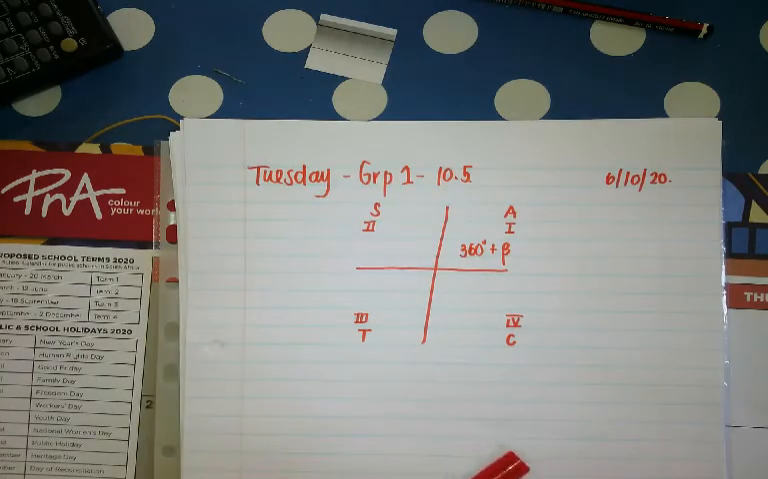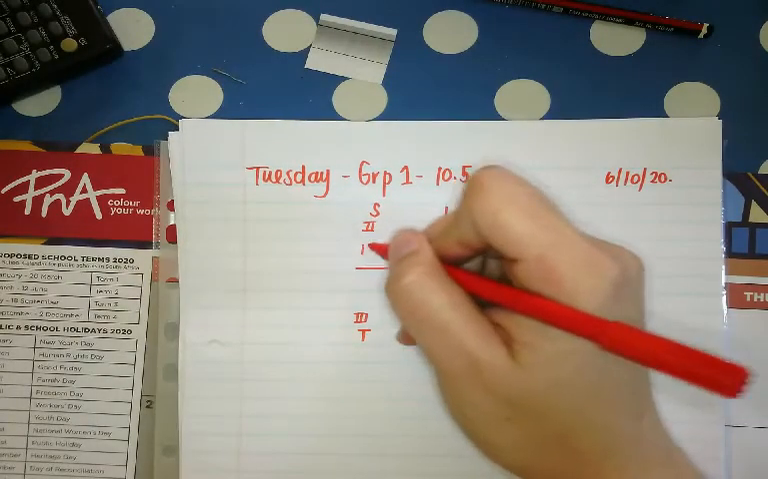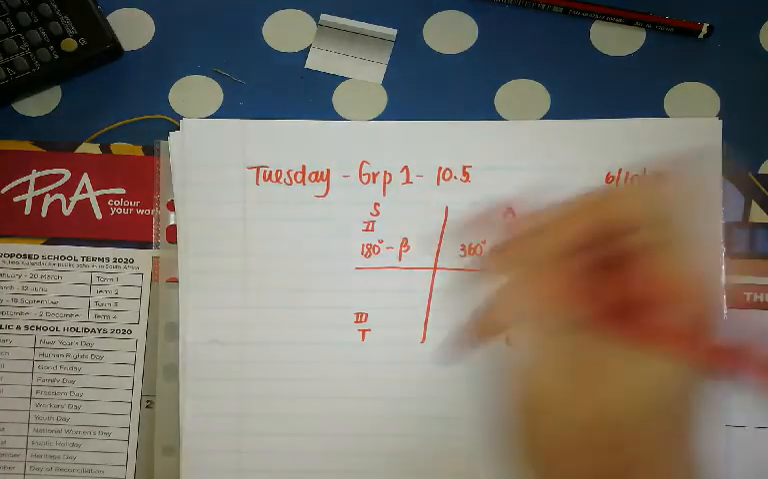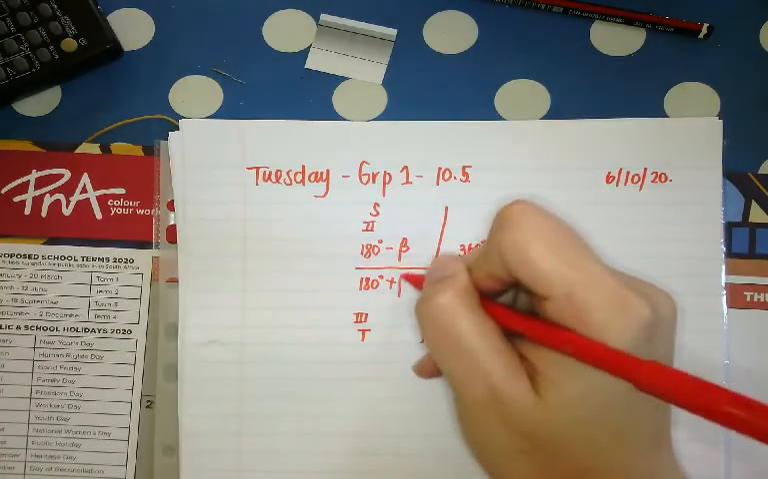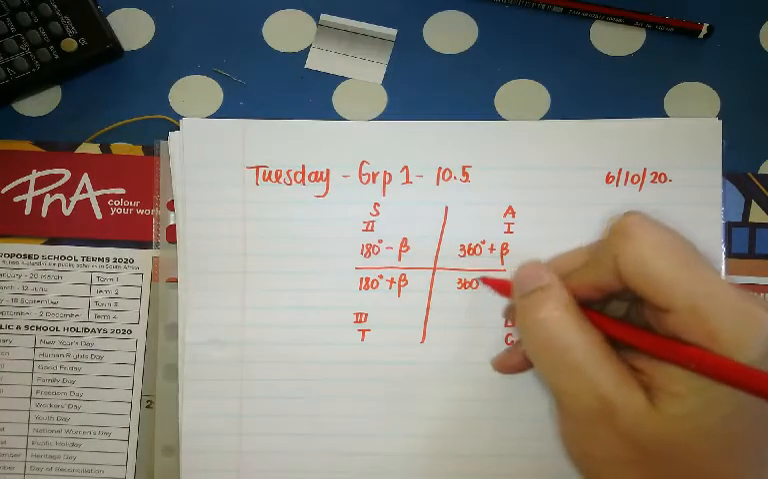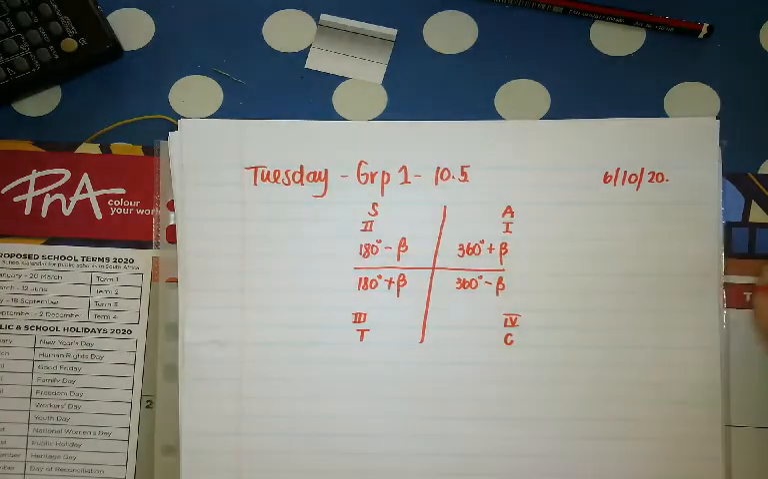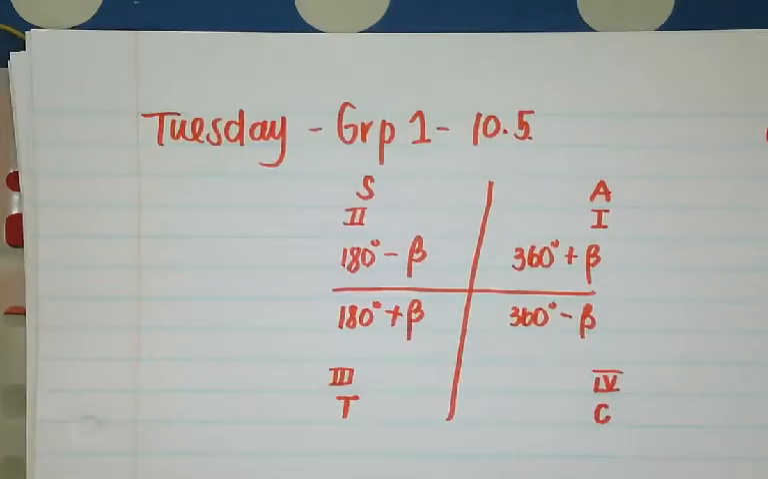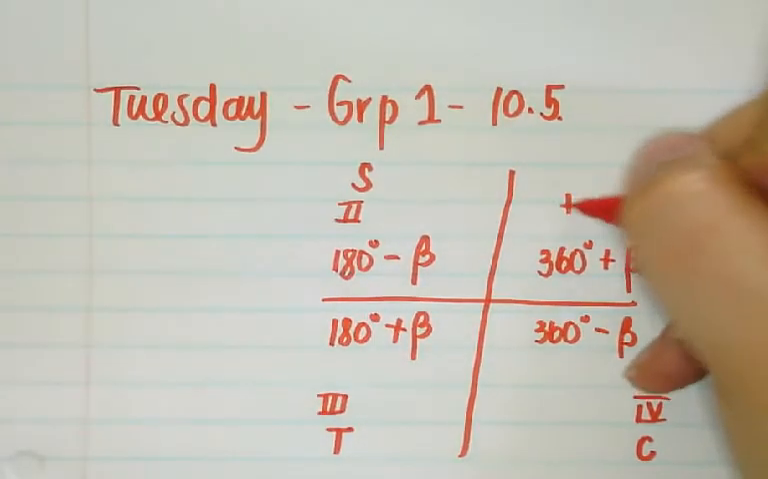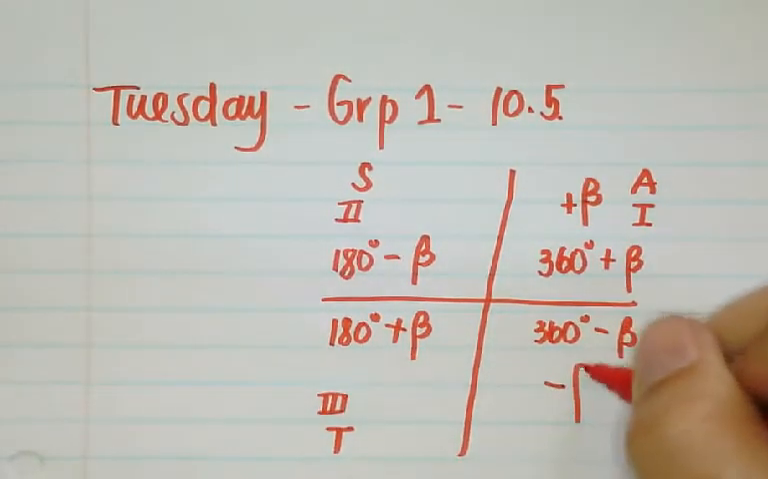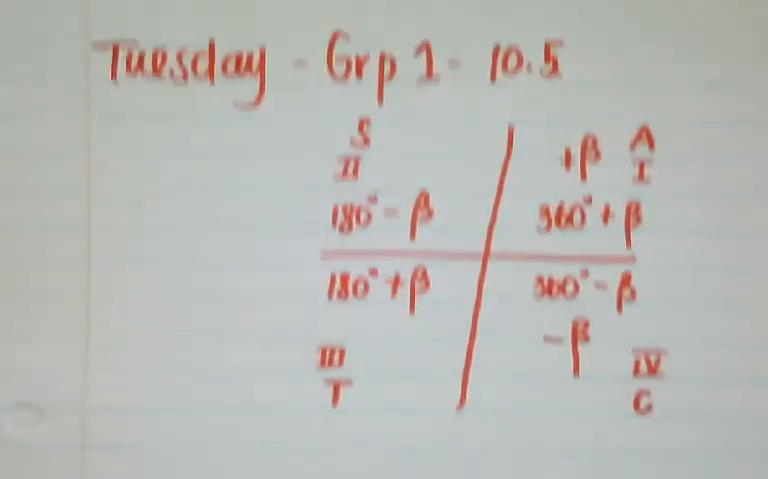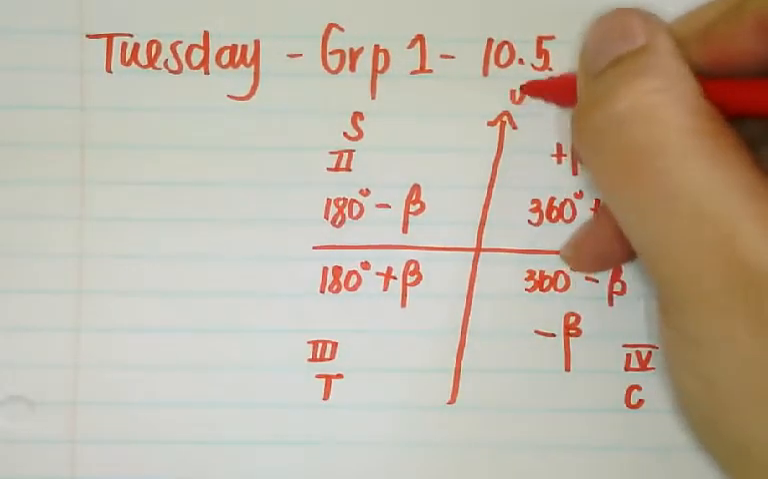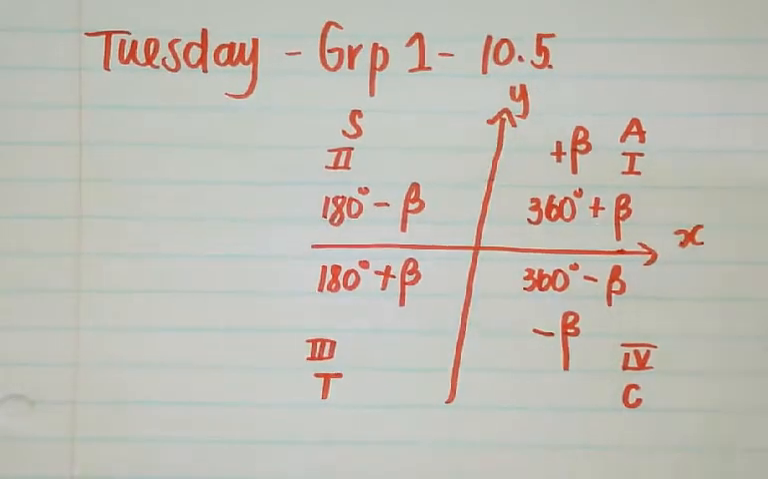It just means my angle is now called beta, not theta. That's the only difference. 180 degrees minus my beta, 180 degrees plus my beta, and 360 degrees minus my beta. Then I have two more that I might want to keep in mind, is that this can also be referred to as positive beta and this as negative beta. So whenever I have trig questions, I'm going to draw myself one of these just to keep track of all the information that I know about a cast diagram.